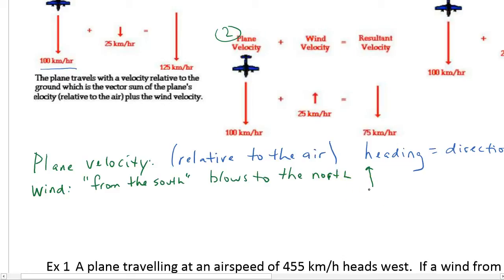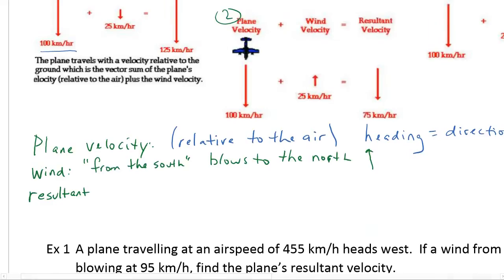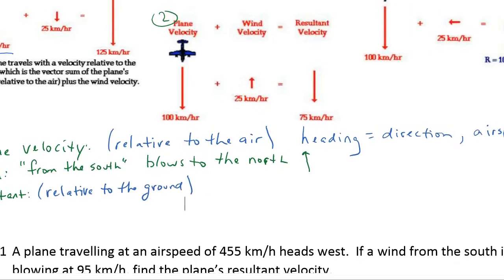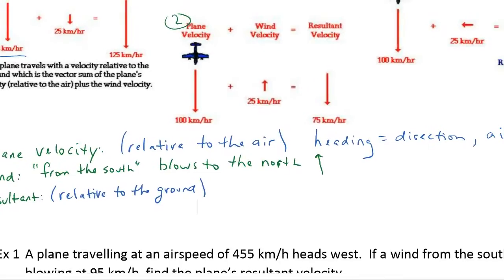All right. So my last one I should talk about is this resultant. It's the vector sum of these two things. So the plane velocity plus the wind velocity is the resultant, and that would be relative to the ground. And just like we have the word heading for the plane velocity, here we could talk about the word course.